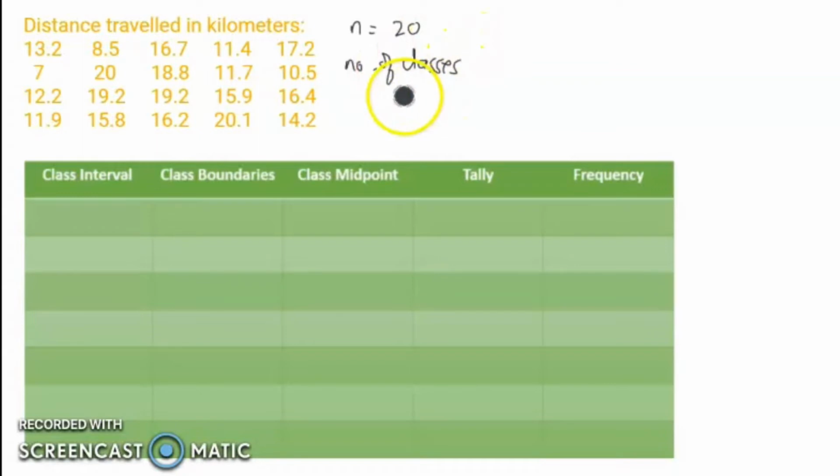The number of classes will be solved by 1 plus the logarithm of 20 all over the logarithm of 2. Therefore, 1 plus the logarithm of 20 over the logarithm of 2. So that's 5.32. And since the number of classes should be a whole number, this one should be 5. Okay? So the number of classes that we have here will be 5.